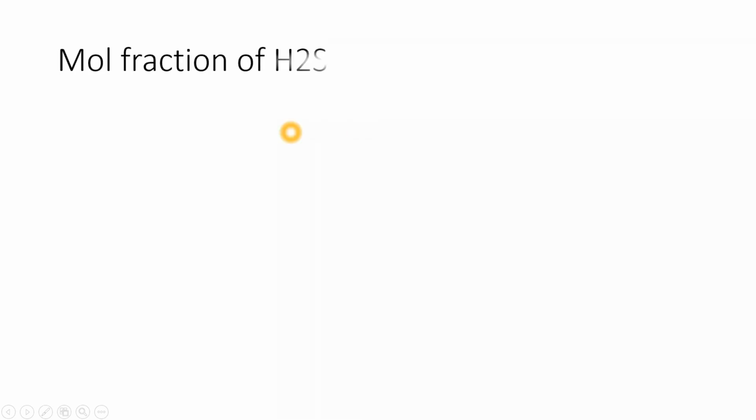Next, let the extent of reaction be epsilon. Extent of reaction is epsilon. Next, first we need to calculate the mole fraction of H2S in terms of extent of reaction. How can we get it? We will get it from YH2S is equal to, now see this, YH2S is equal to 4. 4 is the initial mole of H2S. Remember the question, the initial mole of H2S is 4.